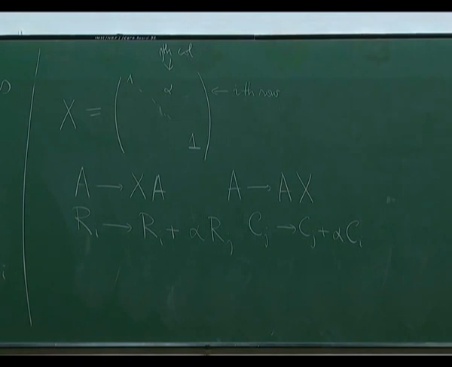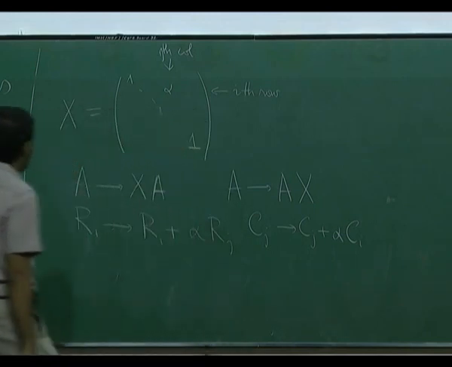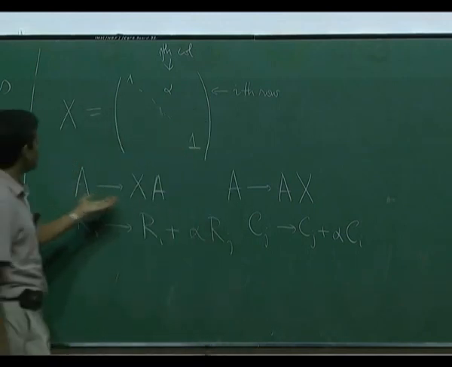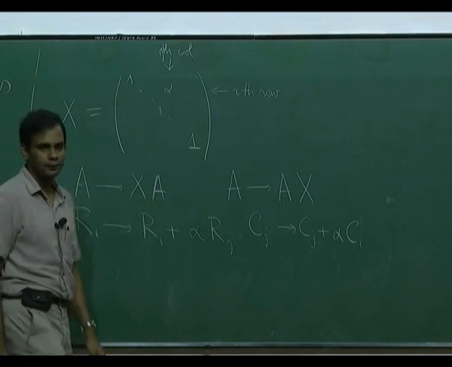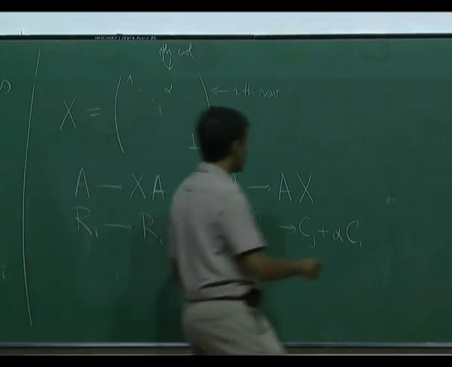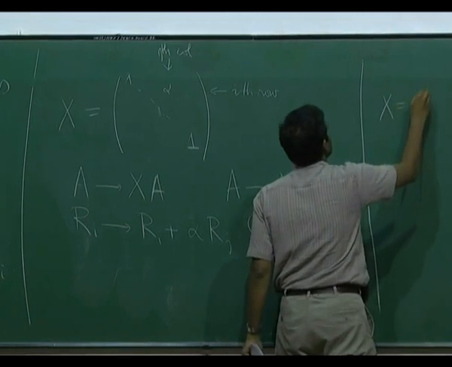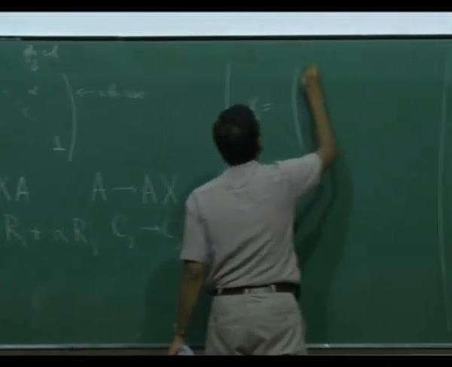So what you can do is you can take some row and add to it a scalar multiple of some other row, not the same row, and you can take some column and add to it some scalar multiple of some other column. And these are again equivalent matrices. So if you do any of these operations, your matrices remain equivalent.